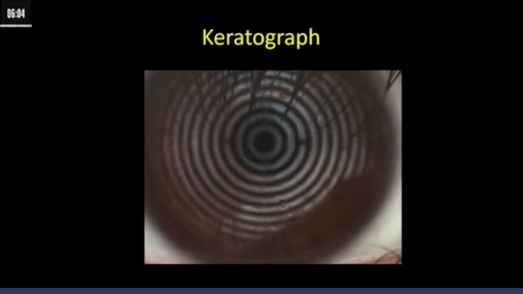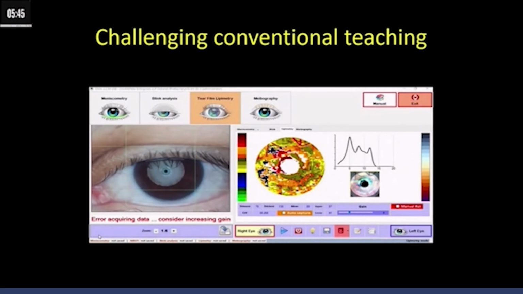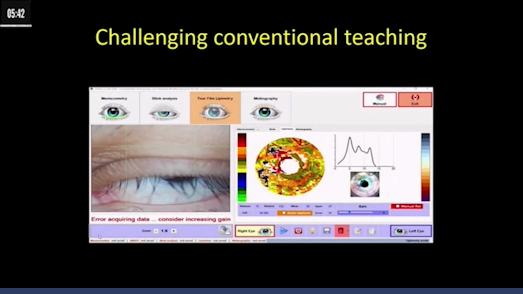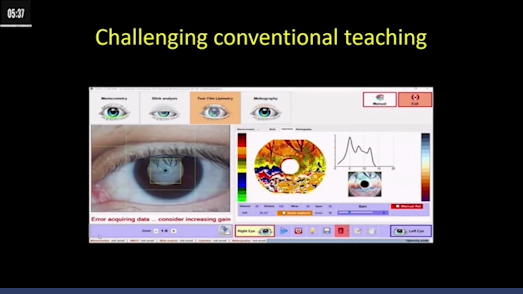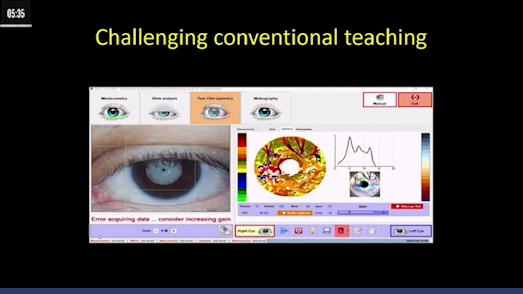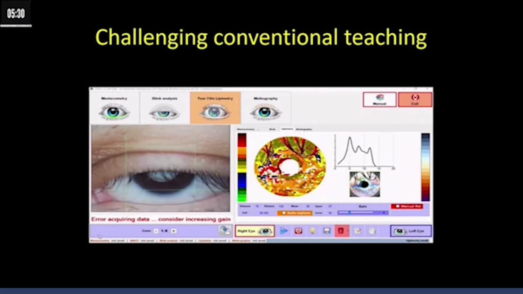With this device, we are also challenging the conventional teaching that the two lids have to come in contact to spread the lipids from the openings of the meibomian glands. Here is a case of Bell's palsy, in which you can see that the lids are unable to close completely. If you observe, even in spite of that, the lipid layer is being pulled up from the lower part of the cornea. So with central lipid layer mapping, we will be coming across many interesting statistics and many interesting studies in the future, I am sure.